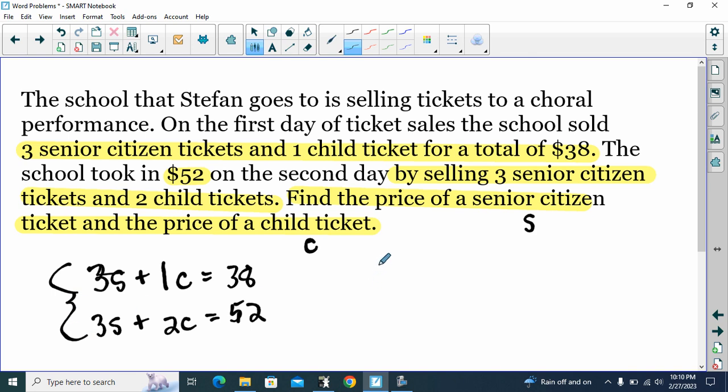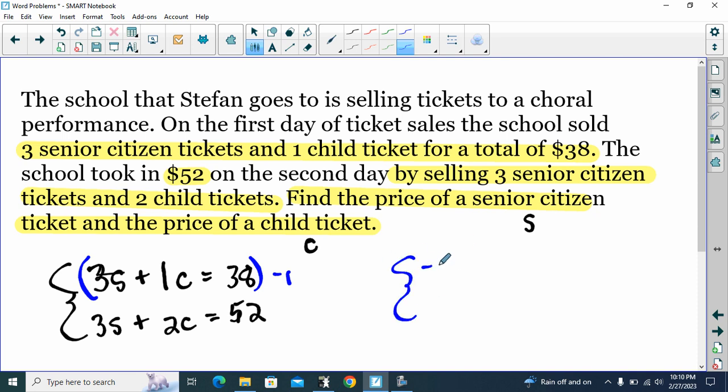We now have a system of equations. We solved that system the same way we solved all the other ones that we've done. This one, it looks like I've got S and C on the same side, so I'm going to use elimination to solve it. 3S and 3S almost cancels out, but they're both positive. So I'm going to multiply this top equation by -1.